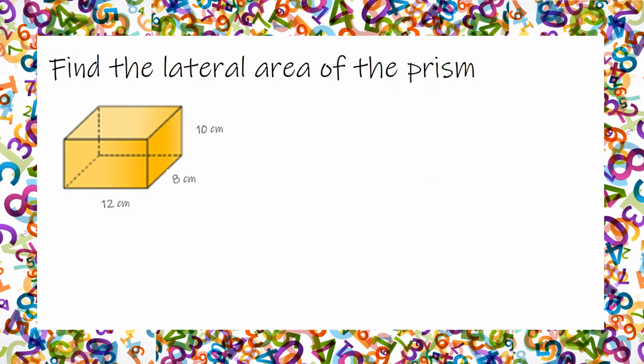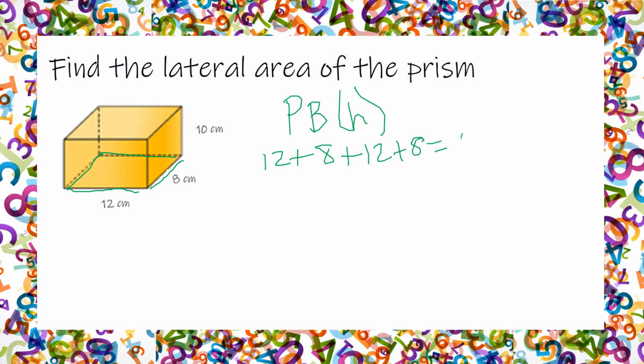Okay, now we're going to find the lateral area of this same prism. So the lateral area is the perimeter of the base times the height. So the perimeter of the base is 12 plus 8 plus 12 plus 8. So that would be 40. And now we're going to multiply it by the height. The height of this prism is 10. So the lateral area would be 400 centimeters squared.